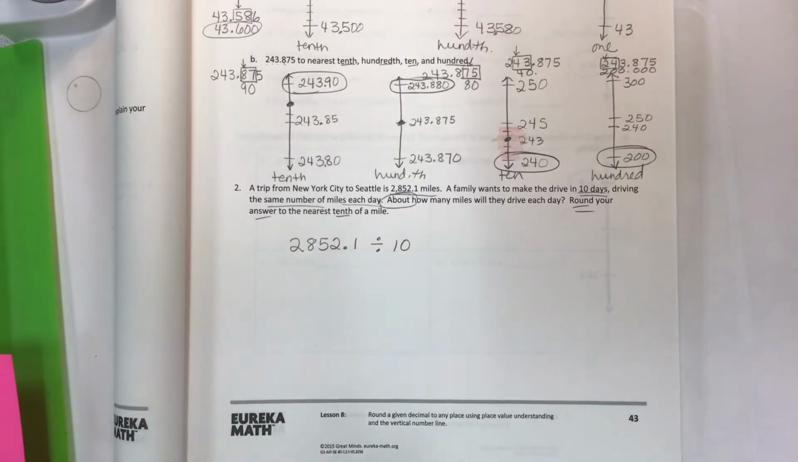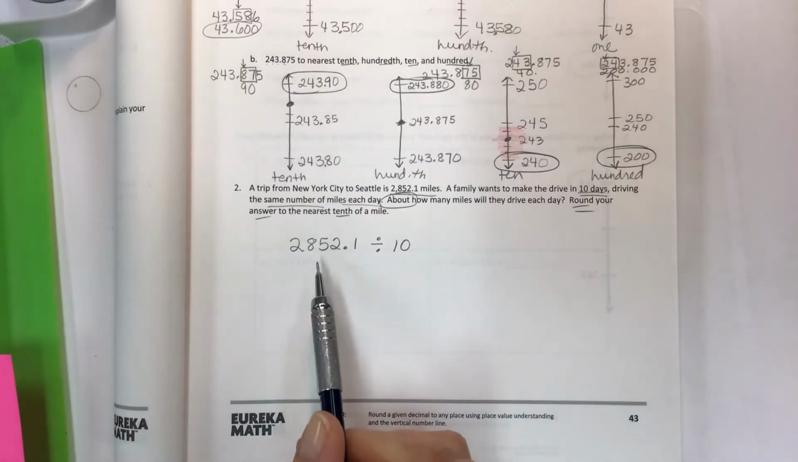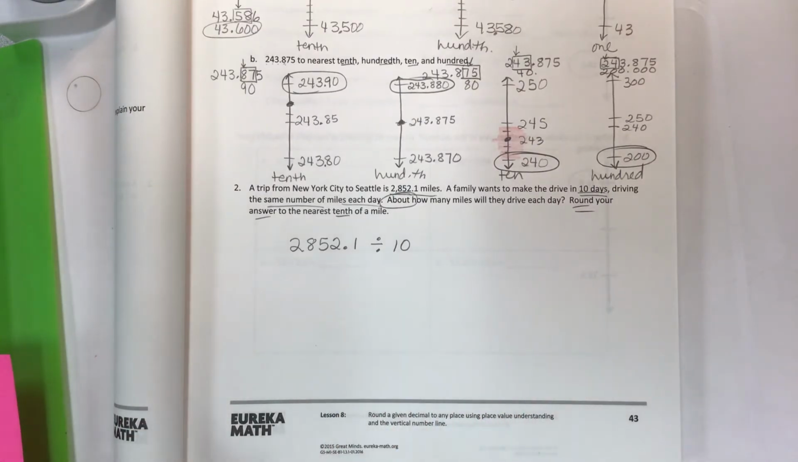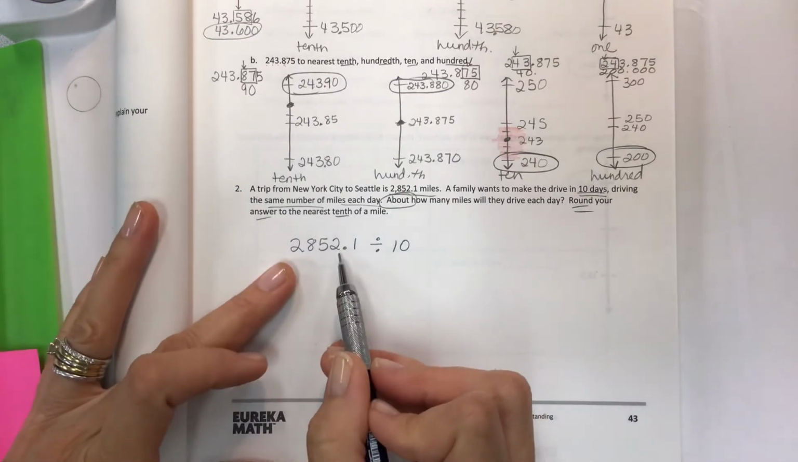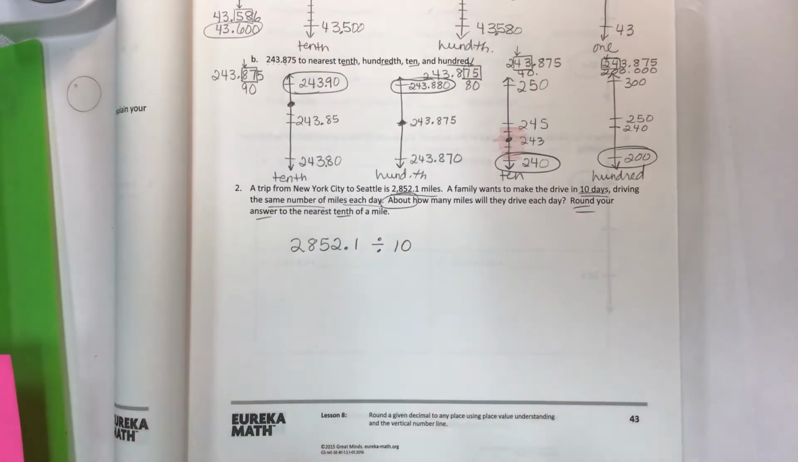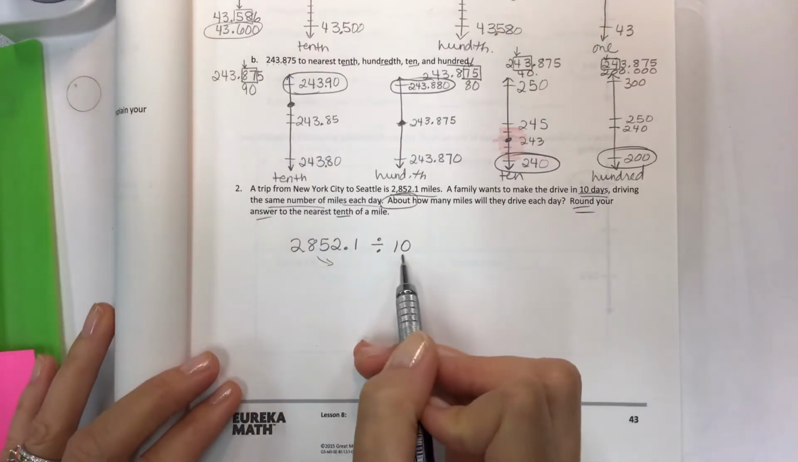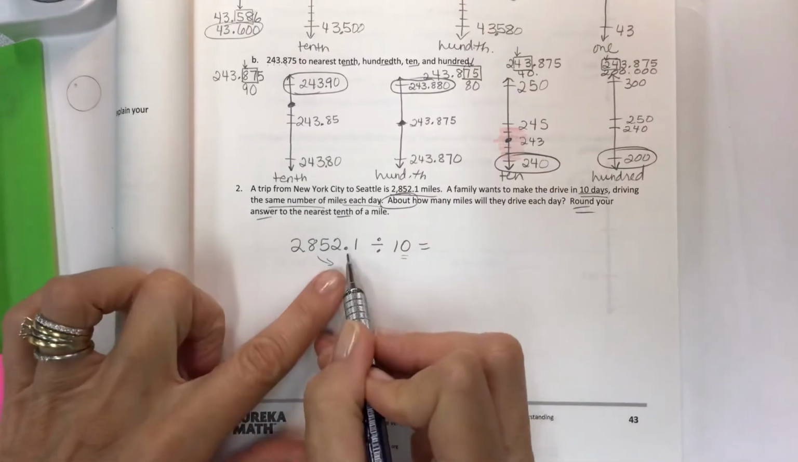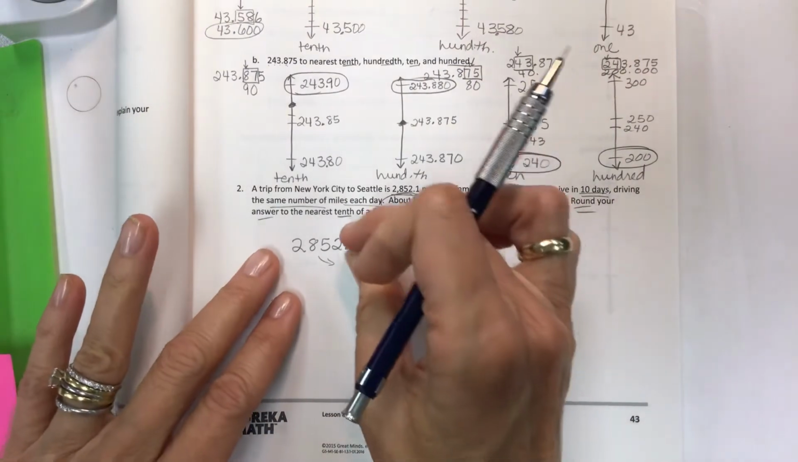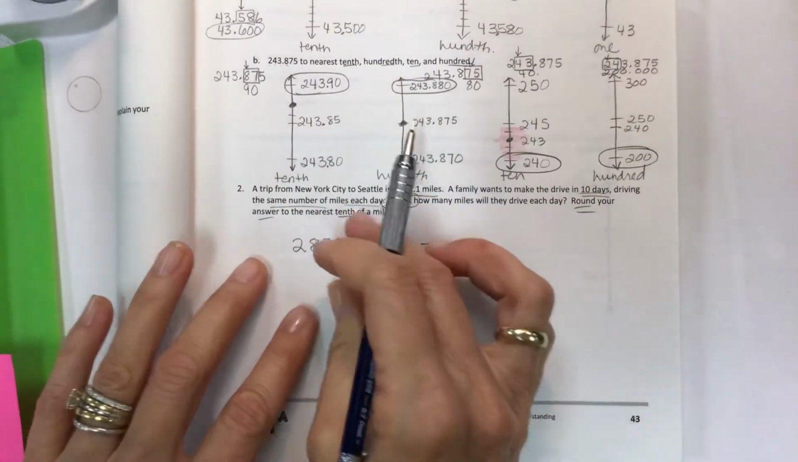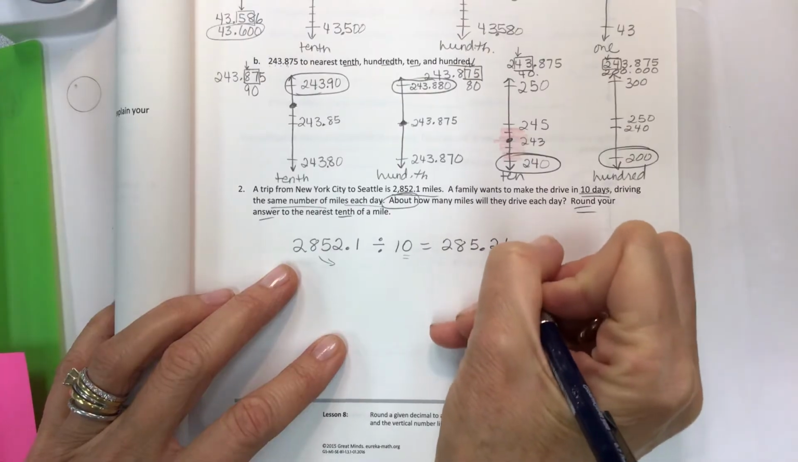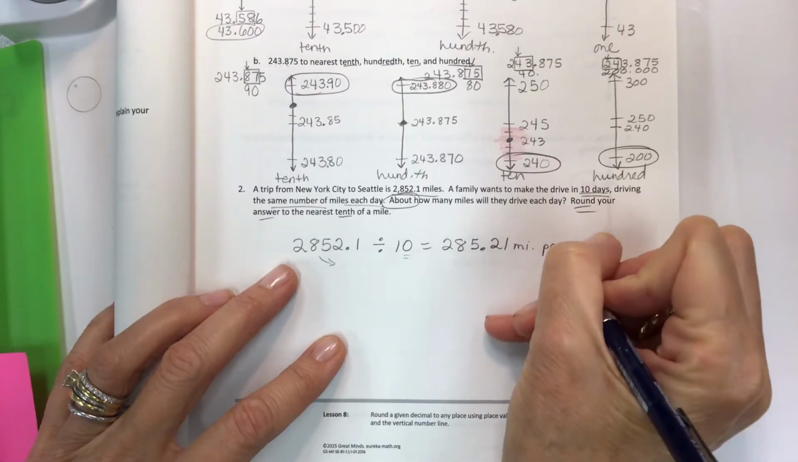Now this goes back to day one, lesson one, because you can divide any number by 10 by shifting the place value positions. I'm taking this and I'm going to move the digits, because I'm dividing, to lower place value positions by one space. Some people will say, well, if I move the decimal left, then I get the 285. And I'm saying, yes, you can, or you can shift the digits all one place to the right. So you end up with 285.21 miles per day.